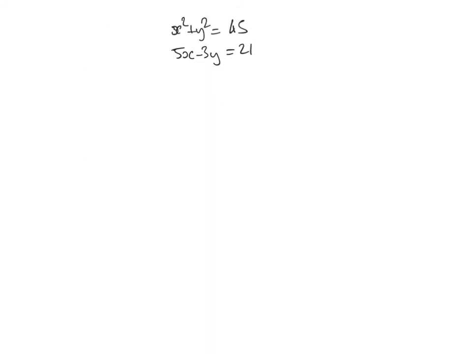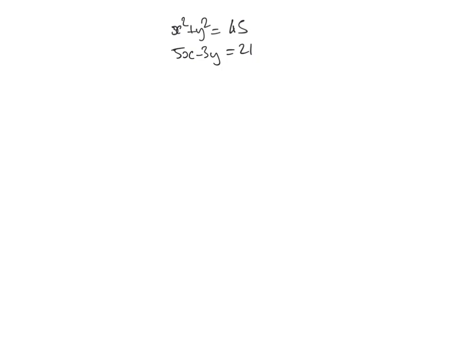Now this one is an example of where you can still use equalization or you can use substitution, but it's going to be a bit horrendous. And the reason it's going to be a bit horrendous is because if you look at the linear, you can see that whether you make x equals or y equals, you're going to end up with a fraction. And when you end up with a fraction, it just means there's lots of numerators, denominators flying around, and you just have to be careful. So there's no difference in the method, you just have to be careful.